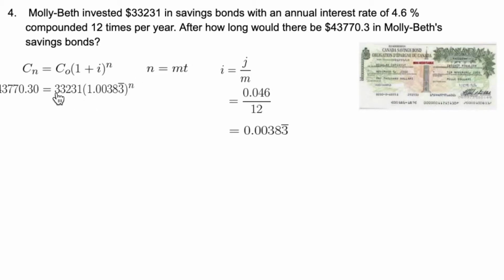First thing I'm going to get rid of is the $33,231. It is multiplying this bracket, so I'm going to do the opposite. I'm going to divide by 33,231. But if I divide the right-hand side by 33,231, I also have to divide the left-hand side to keep everything balanced. We're going to do this division. This division just becomes a 1. Anything divided by itself is 1.